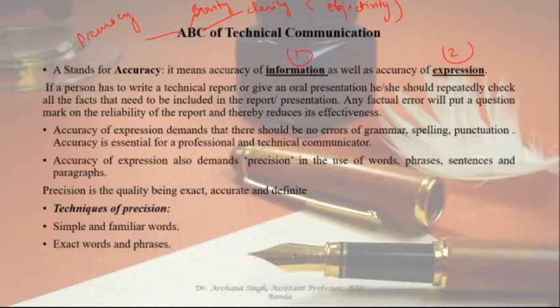Next, accuracy of expression demands that there should not be any grammar error. Accuracy is essential for a professional and technical communicator. It also demands precision. It means the document should be precise. So how can precision be attained? There are certain techniques. The first is that simple and familiar words should be used. Exact words and phrases should be used, which actually helps in attaining precision.